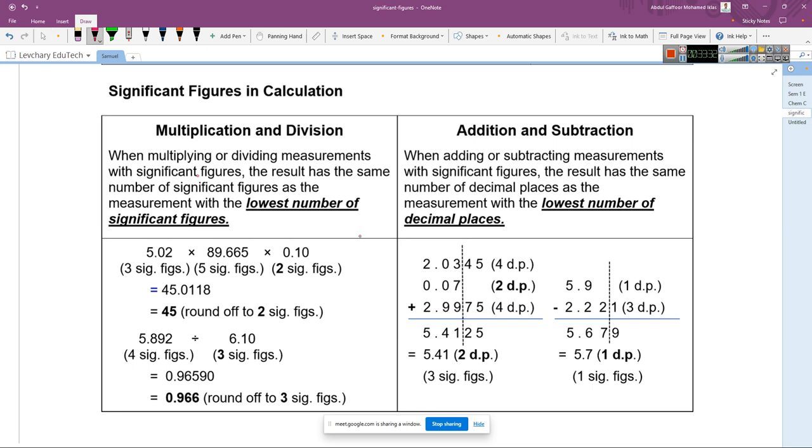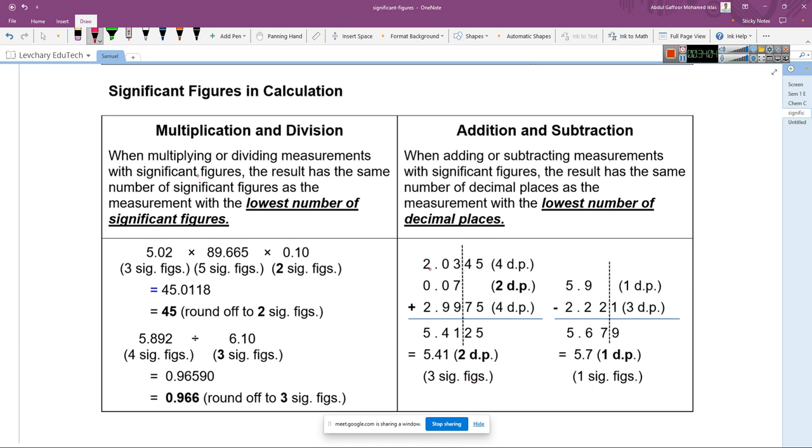Okay. Now if you add two decimal numbers with different significant figures, we have to add them regularly, in the manner that we do regularly, but ultimately we have to round the answer to the lowest number of decimal places. To the lowest number of decimal places.